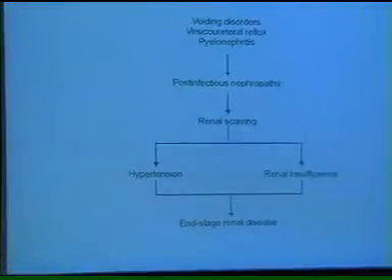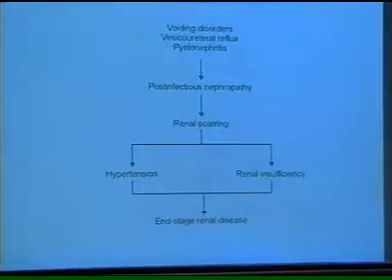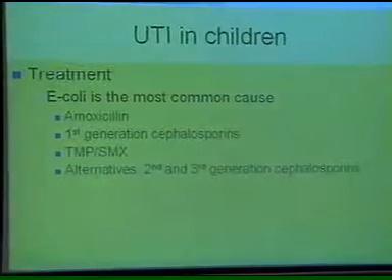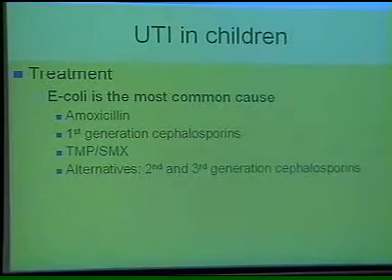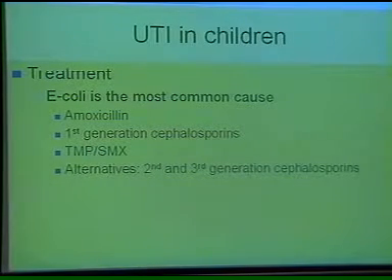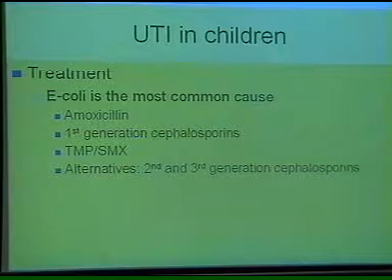This is a flow diagram, and these are the common problems kids have: voiding disorders or voiding dysfunction, vesicoureteric reflux, or pyelonephritis. If untreated, they lead to renal scarring, hypertension, and end-stage renal disease. E. coli is the most common cause, and amoxicillin, first-generation cephalosporins, or second and third generation cephalosporins are used. We don't use quinolones as a primary treatment because data is still lacking that they might not be harmful in young children.